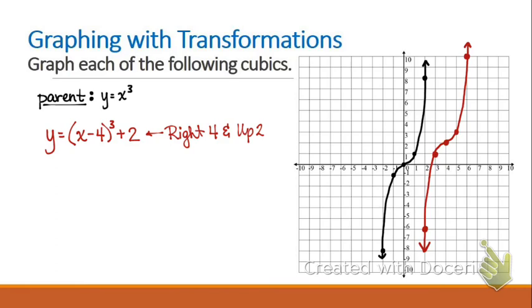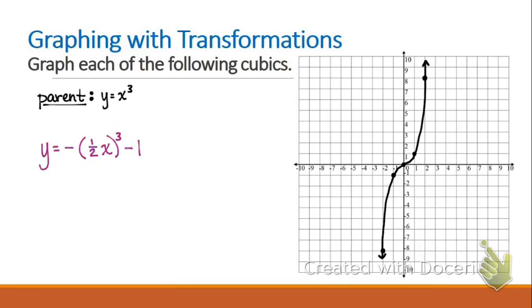All right, one more cubic transformation together, and then we're going to move on to square root functions. This time I have y equals negative, and then inside parentheses, 1/2 x cubed minus 1. So this is going to reflect it across the x-axis this time. This is going to be a horizontal stretch. Remember, if it's inside the parentheses with x, it's always going to be the opposite of what's expected. So this is horizontal stretch, and then it's going to go down 1.